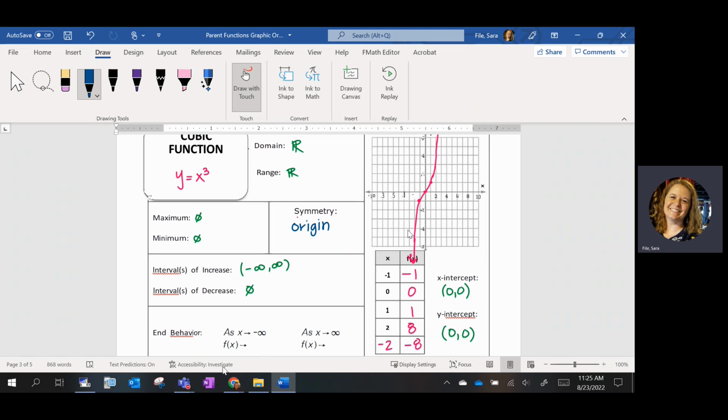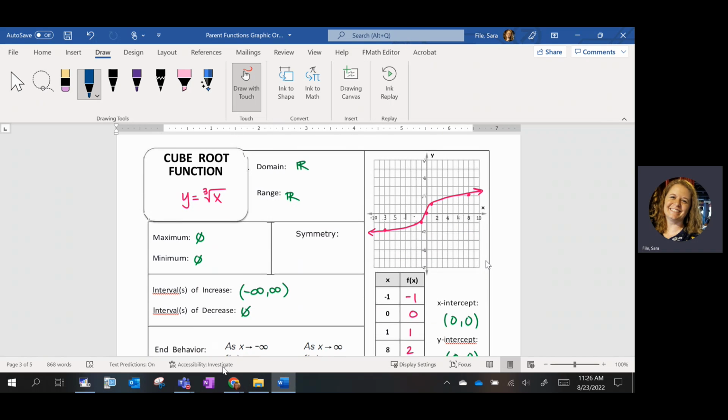Okay, so as x approaches negative infinity, so the left end of the graph, what's f of x approaching? Negative infinity. So the left side is falling. The right side is what? Rising, so it should be approaching infinity. Still good on end behavior?